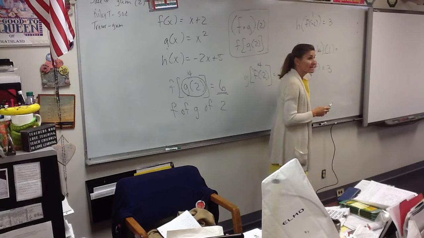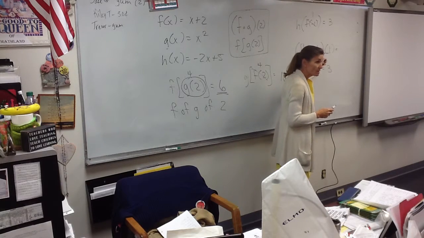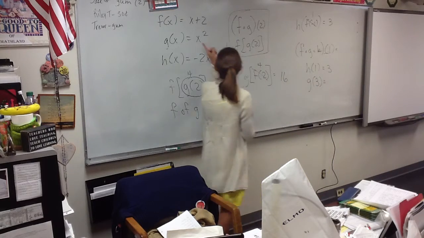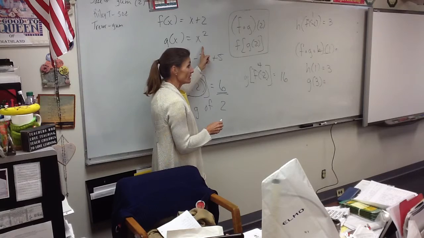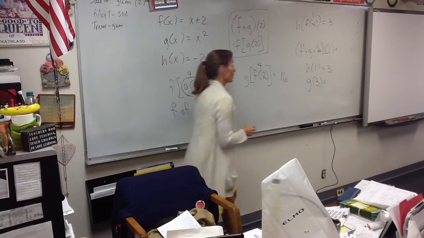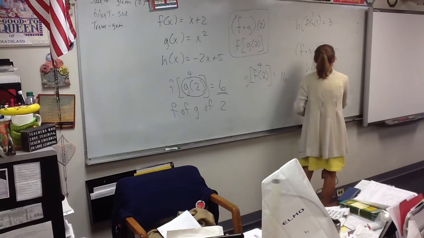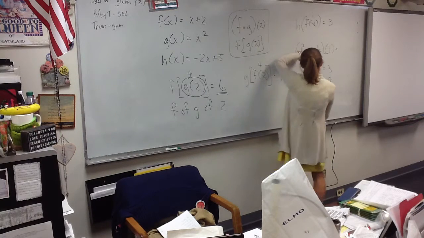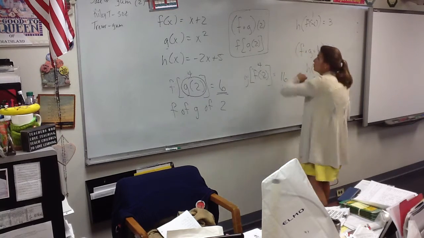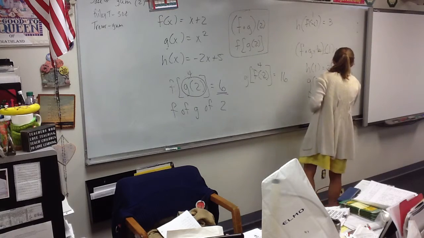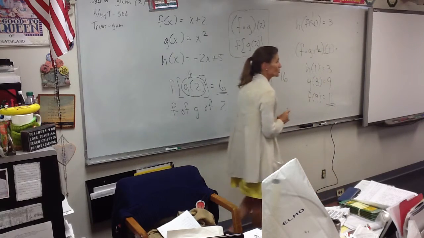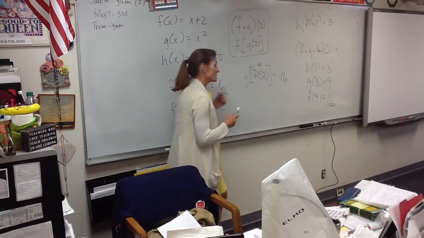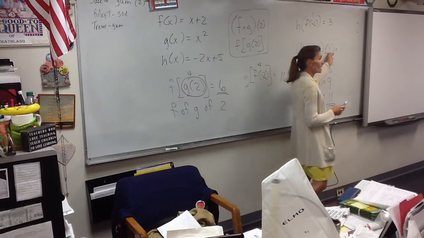So now you're finding g of 3. All right, what will g of 3 be? G of 3 is 9. 3 squared, 9. Now, what are you going to do with that 9? F of 9, which is 11. And the answer to the question is 11. So we go from right to left. Always start closest to the number and work your way back.